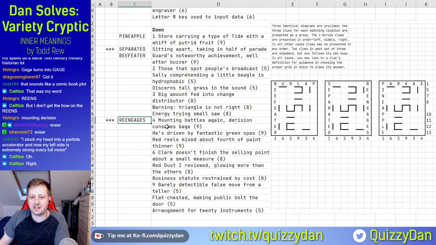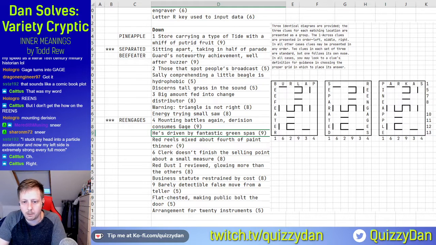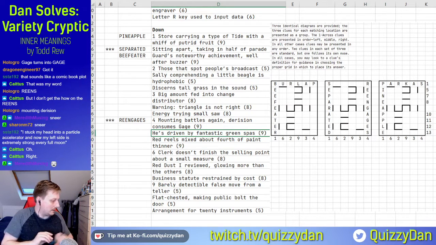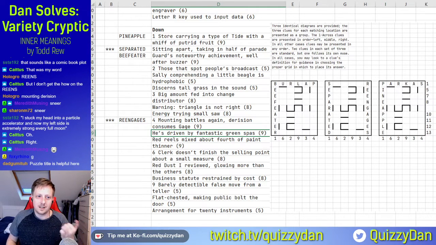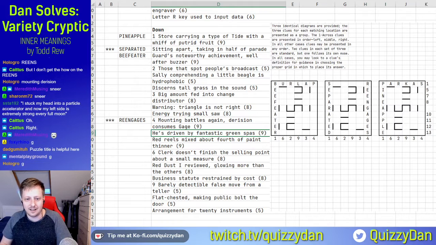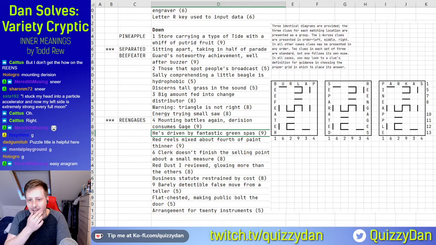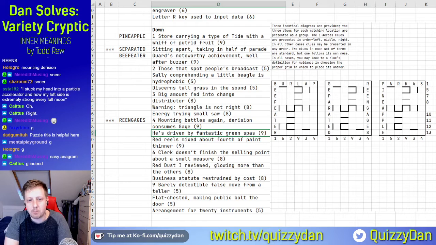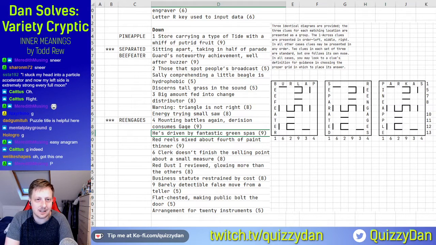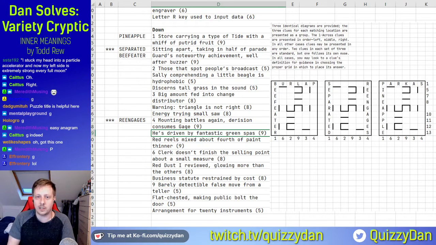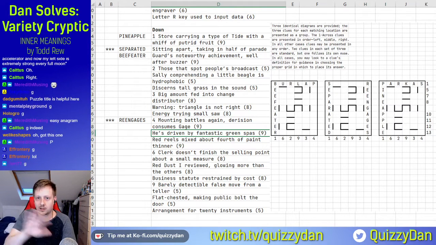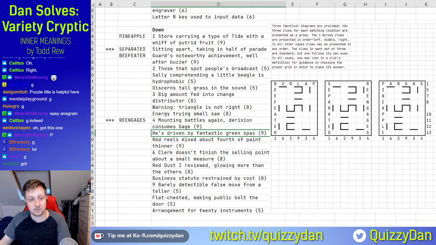He's driven by fantastic green spars. Smells like an anagram to me. So the puzzle title is Inner Meanings. Oh, so the meanings have been pushed into the inner bit. Oh, I've just worked it out, Meredith, as well for this one. Yes, so inner meanings, we're pushing the meaning into the inner part of it. Normally in a cryptic the definition is at the beginning or the end, but not here.